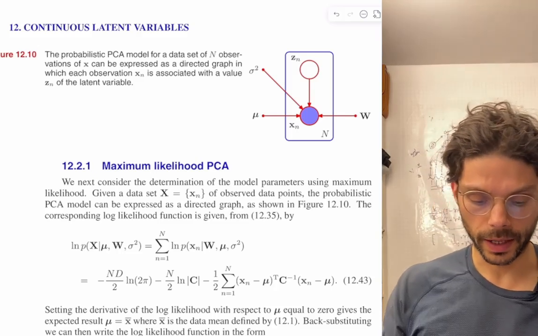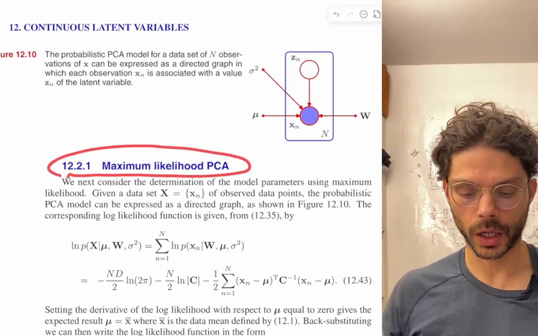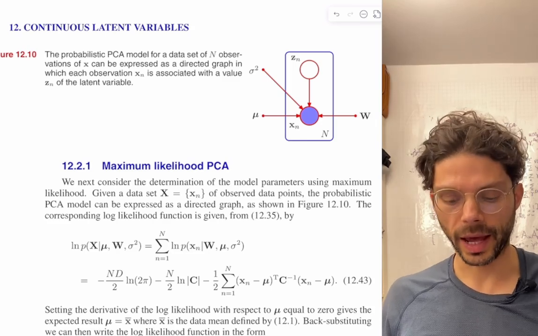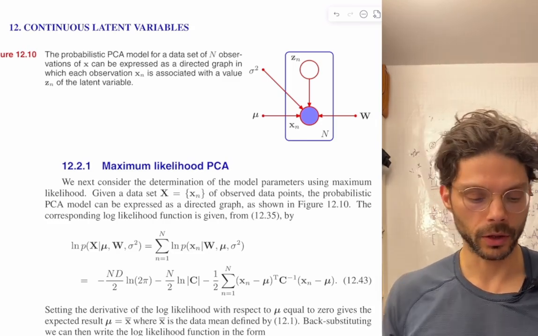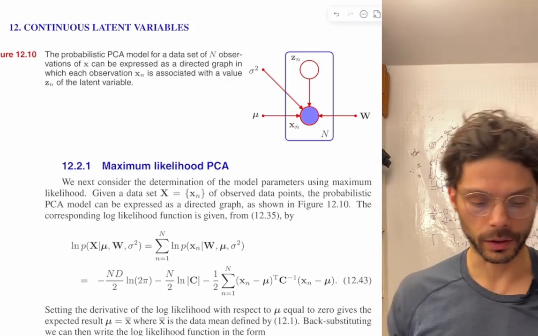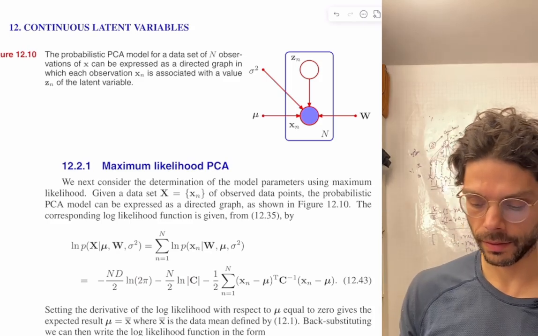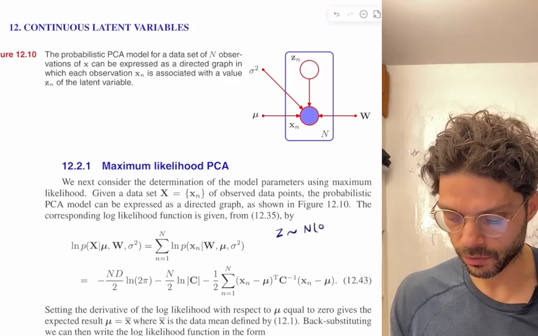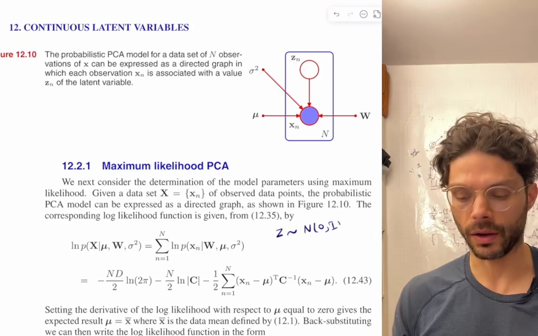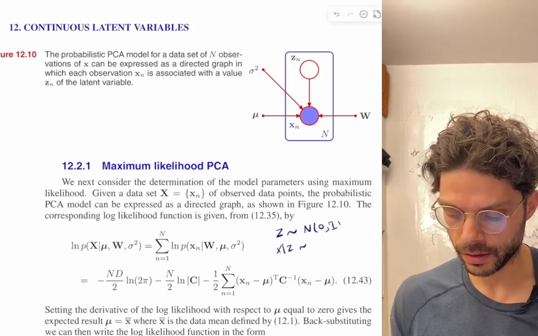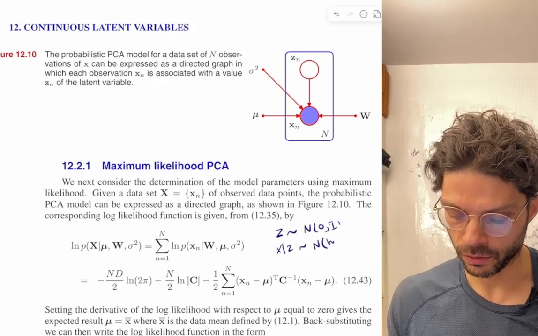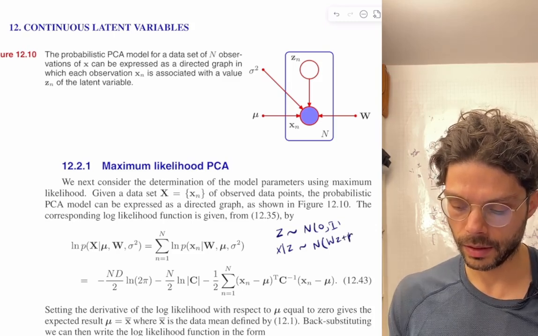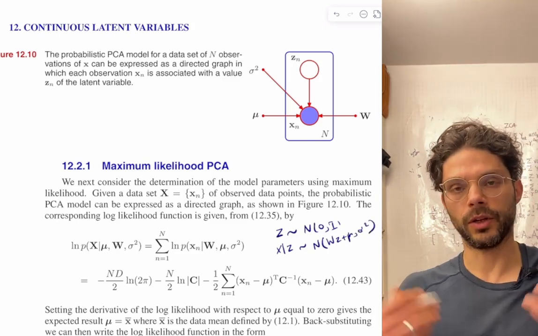All right, folks, we are back at section 12.21 talking about the probabilistic PCA model and doing maximum likelihood estimation of the parameters of that model. You'll remember that in that model, we had some latent variables, and they were coming from an isotropic Gaussian. And we said that X given Z is distributed according to W times Z plus mean, and then it has some additional variance on top of that.